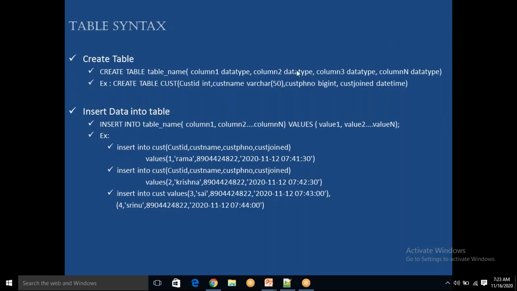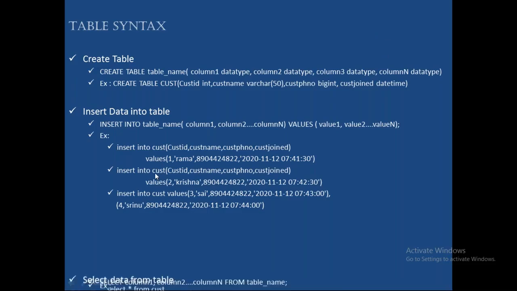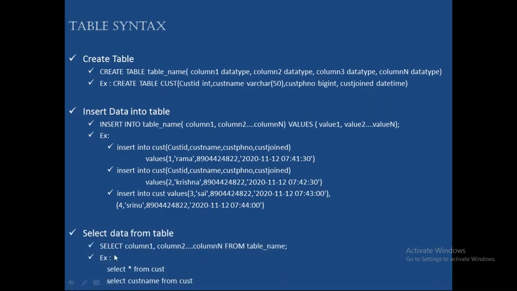Okay, now I inserted records. Now I want to select data from the table. How will you select? Select column 1, column 2, column n from table. Select star from cust or select cust name from cust. Meaning star means it will select all the columns. If you want to specify a particular column, you can specify select cust name from cust. Okay, this is the syntax for your table. How you will create, how you will insert data into the table, how you will select the data from the table.